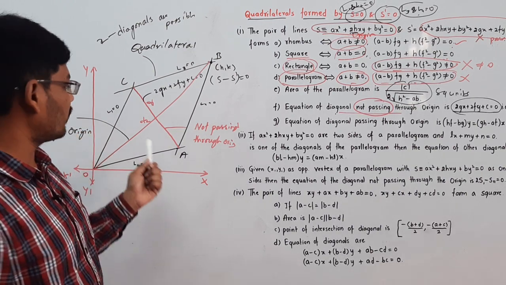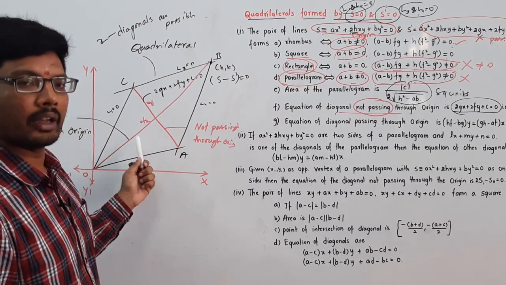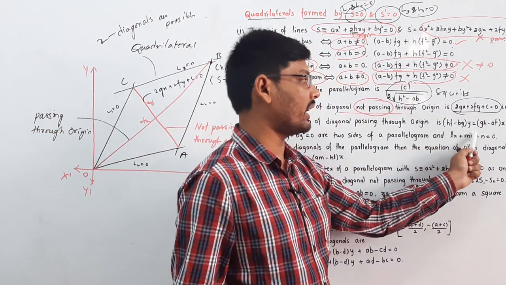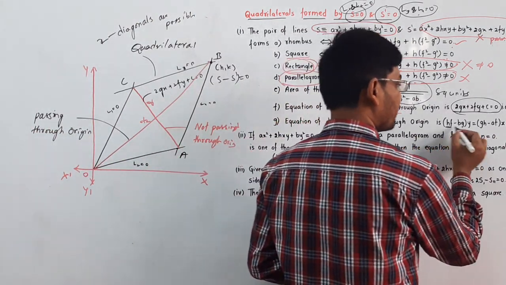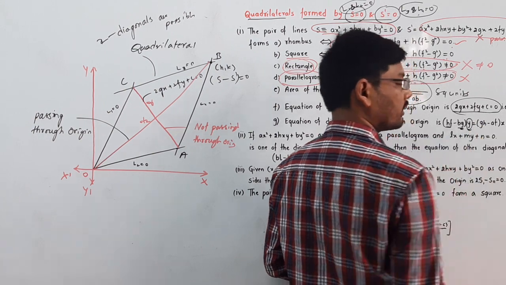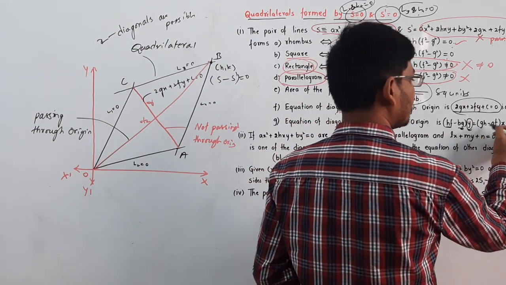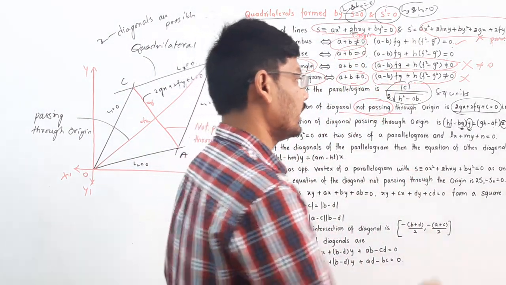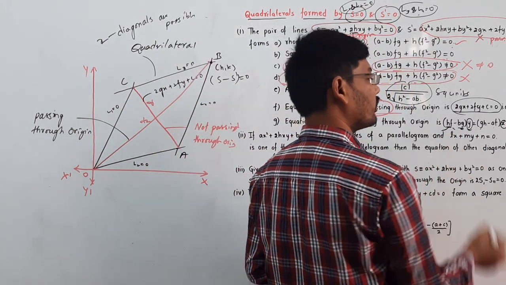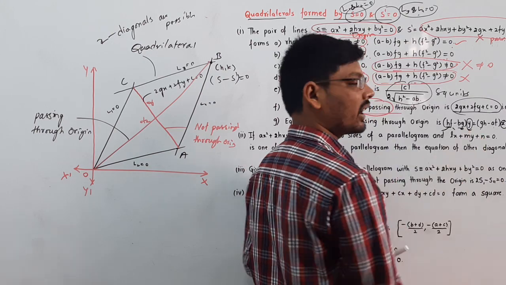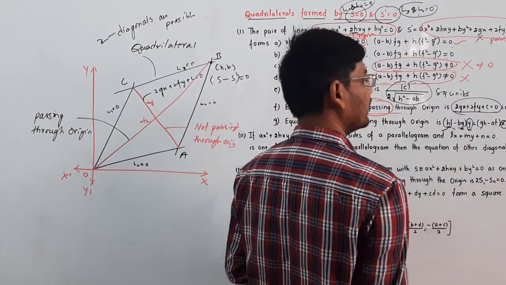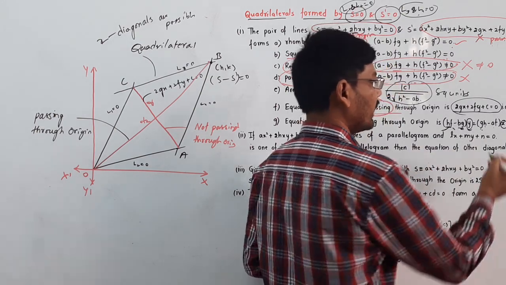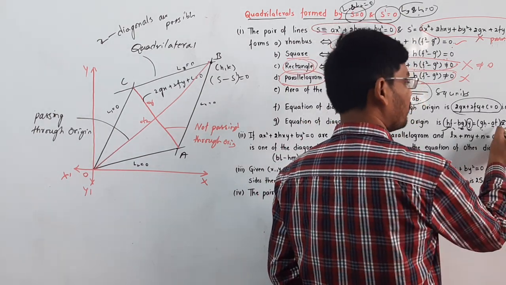So if you want to find the equation of this diagonal, it is (hf − bg)y + (gh − af)x, where y is a variable and x is also a variable here. h is the coefficient of xy, f is the coefficient of y, b is the coefficient of y square, g is the coefficient of x, h is the coefficient of xy, and a is the coefficient of x square, f is the coefficient of y.